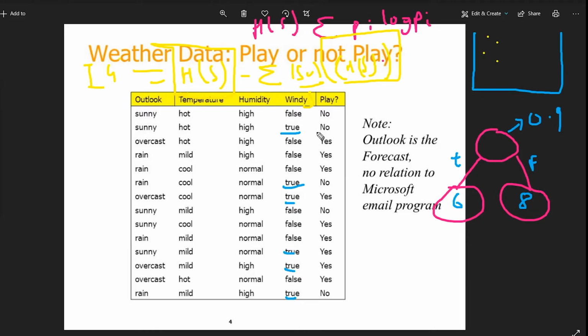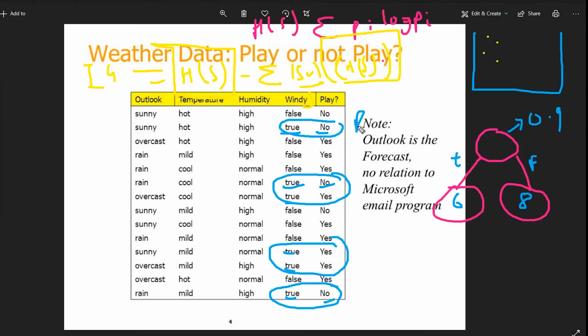Okay, so we have 50% here because we are considering true here, so we consider only these values. In this we have 3 no's and 3 yes's. So because the probability is going to be 0.5, the entropy is going to be 1 for this case.